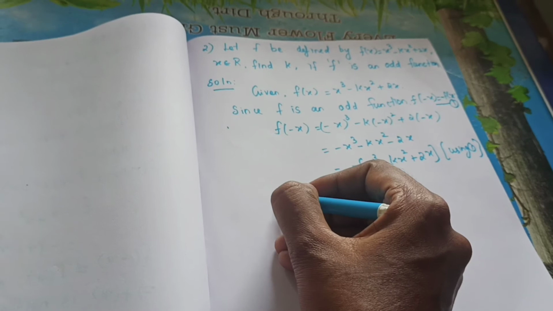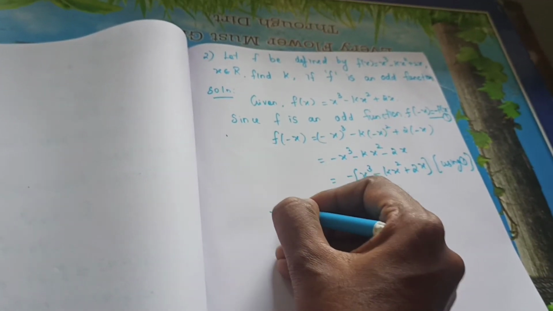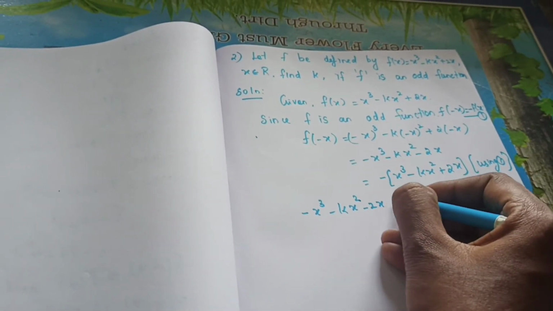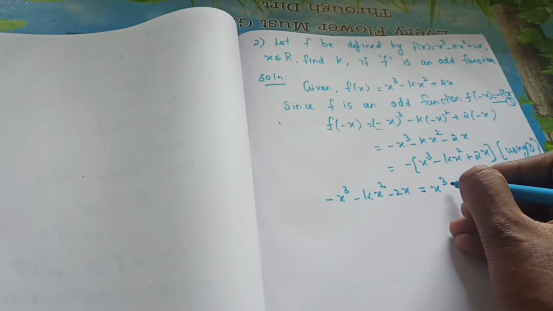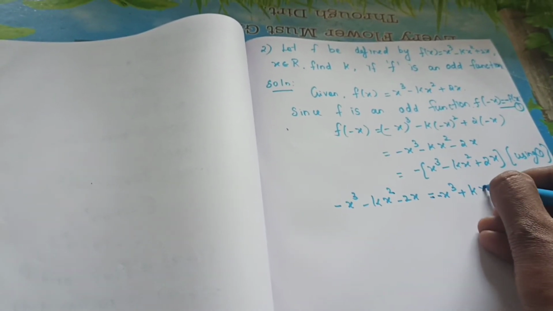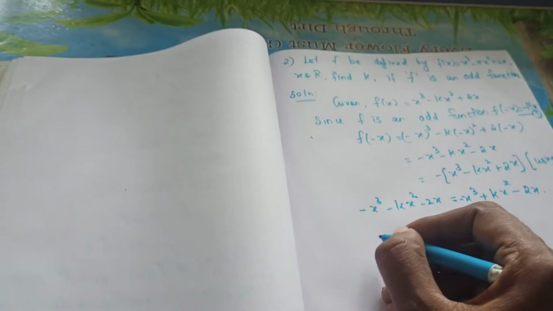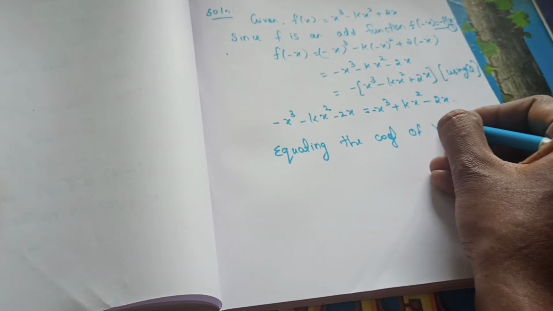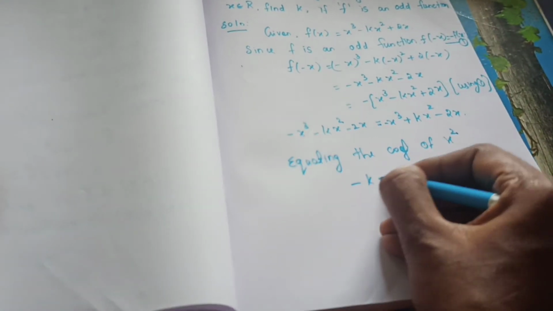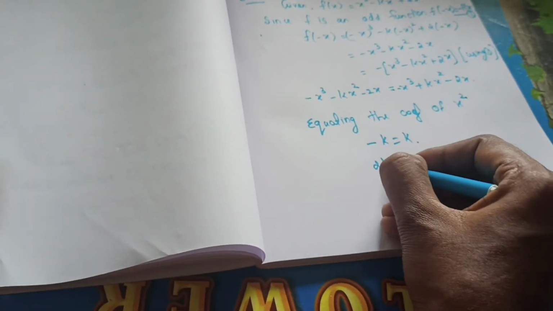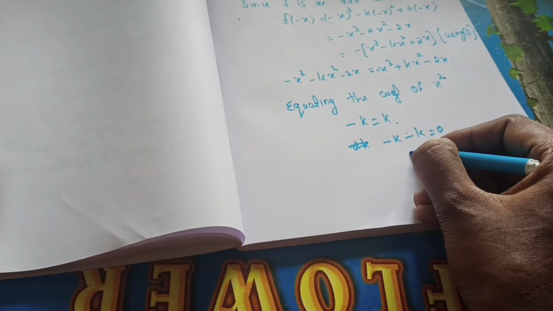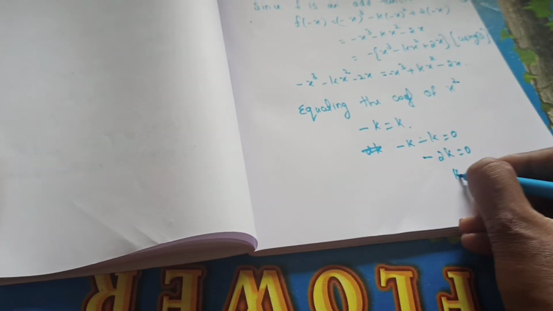So what will you write here? Minus x cube minus k x square minus 2x is equal to minus x cube plus k x square minus 2x. Now you can equate the coefficients of x square. So minus k equal to k. Bring this to one side: minus 2k equal to 0. So k equal to 0.